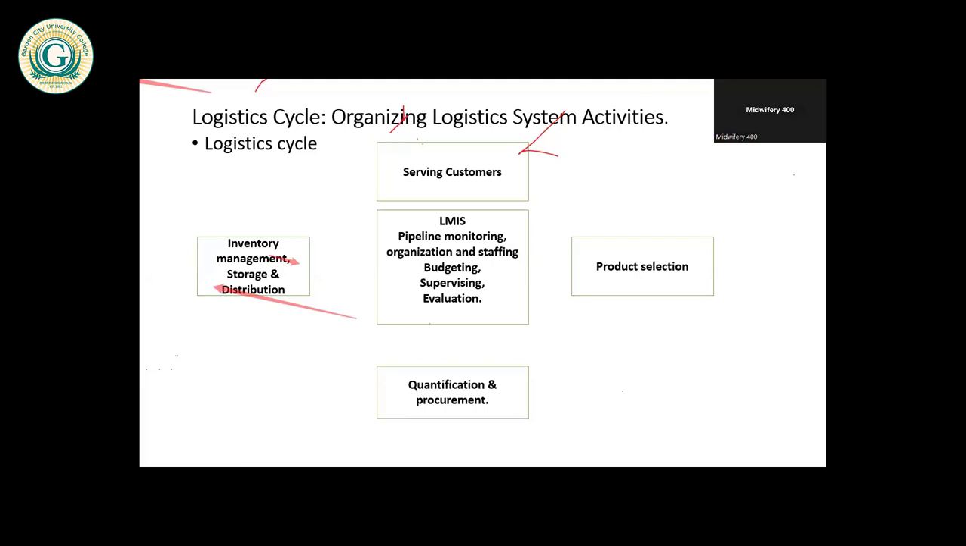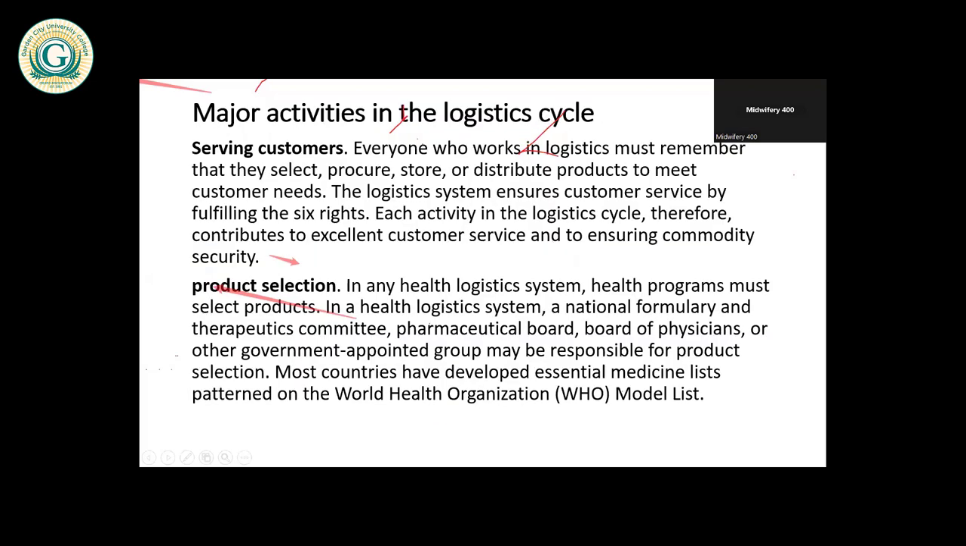So let's go into details of how this logistics cycle works, let's look at the major activities in the logistics cycle. First, we talk about the customer. Everyone who works in logistics must remember that they select, procure, store, or distribute products to meet customer needs. When we started supply chain and were doing the components of supply chain, we said that the client or the customer is the most important member of the components. Because without the patient, you wouldn't need a midwife. Without you as students, my presence would be irrelevant. There would be no lecturer. So there should be a customer, a client, before logistics can function effectively.